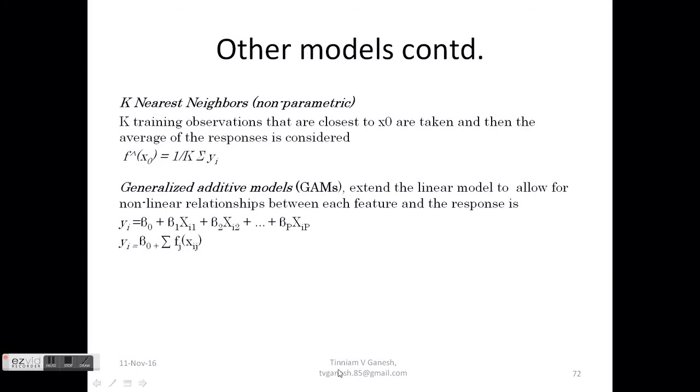Then there's another one known as generalized additive models. So here, instead of saying y is a linear function of the different input variables, here you take beta 0 plus each of the features, and you assume each is a function. You assume that xi1 is a function of xi1, xi2 is another function of xi2. So it is an additive function.